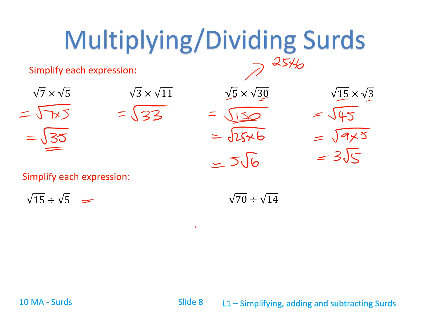Okay, when we divide, we just divide. That becomes a numerator, that becomes a denominator. Root 15 on 5 is root 3. Here, 70 becomes a numerator, 14 the denominator. 14 goes into 70 5 times, so it's just root 5.